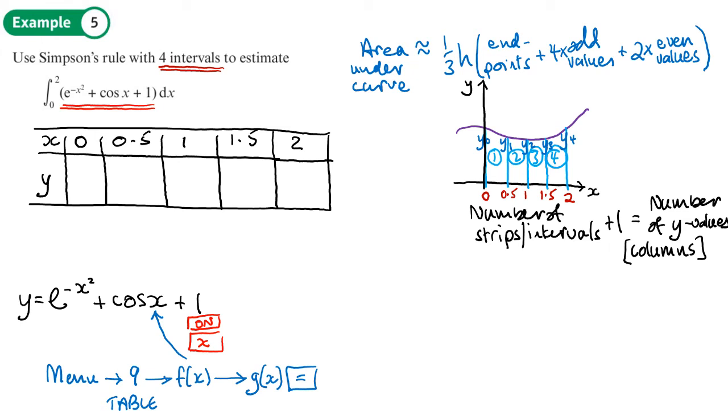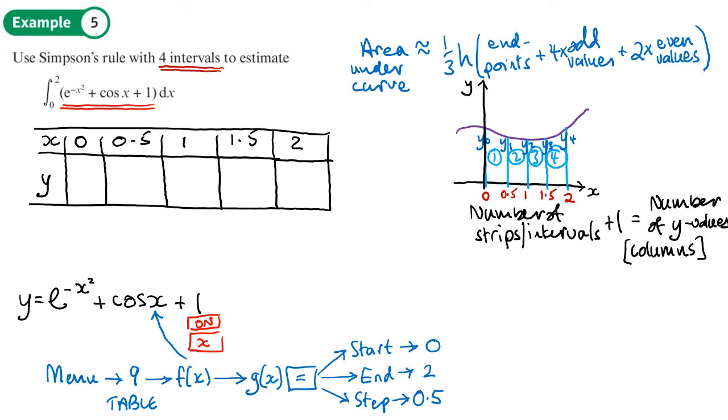For the start value, I just type in 0. This is where my table starts. Then it says an end value. Well, my end value, I'll just type in as 2 because that's the last value in the table. And the step, well, that's how much I go up in. And my step is going up by 0.5, so I'll just type in 0.5. Press equals again, and the table appears.